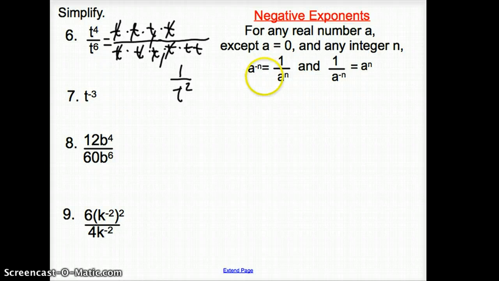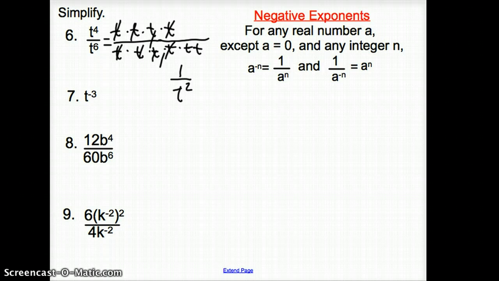Now, if we have a negative n on top, we're going to move it to the bottom. And if the negative n is on the bottom, it moves it to the top and becomes positive. Notice if it's negative n on top and you move it to the bottom of the fraction, it becomes positive. And if the negative is on the bottom of the fraction, we move it to the top, it becomes positive.